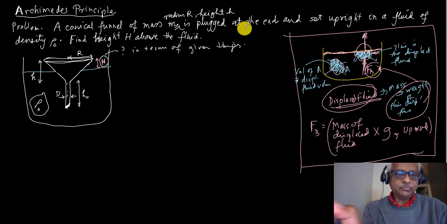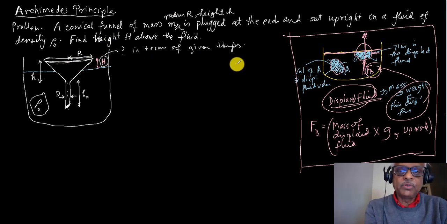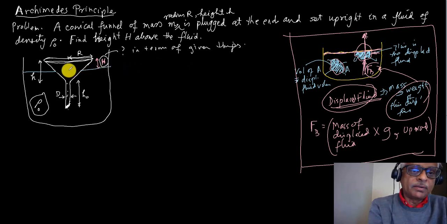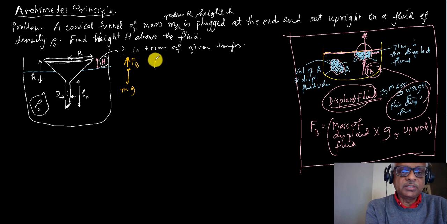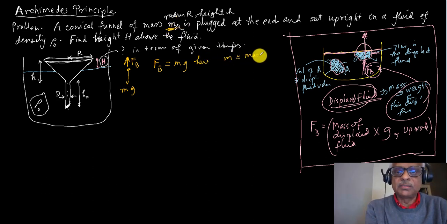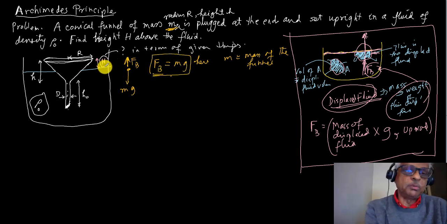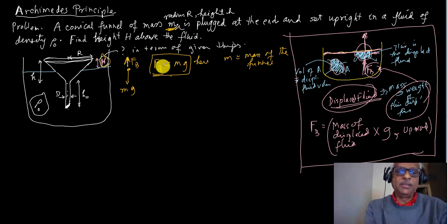All right. So if I look at the funnel, what forces do we have on the funnel? One force will be the weight of the funnel, and another force will be the force of buoyancy. They are opposite to each other, and the force of buoyancy must equal mg here. M is the mass of the funnel. This is the only equation I'm going to get, and from this we should be able to figure out what this is, okay? So let's see what the force of buoyancy will be.